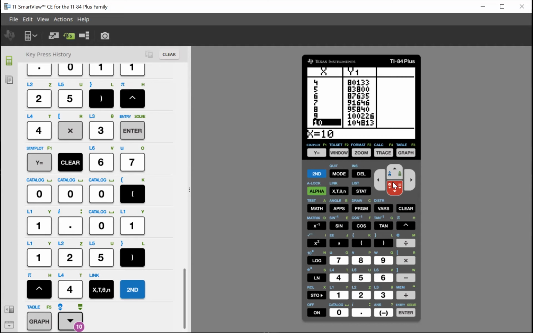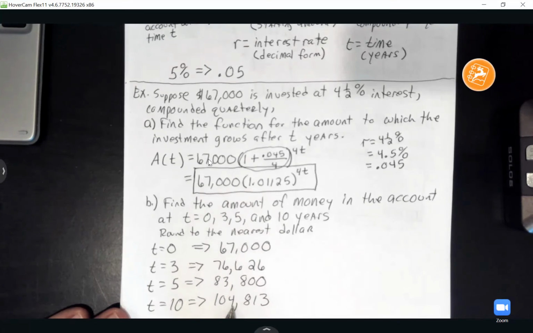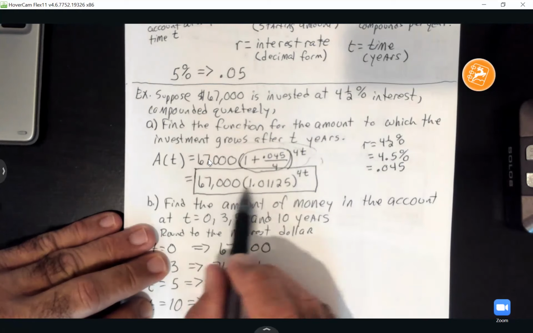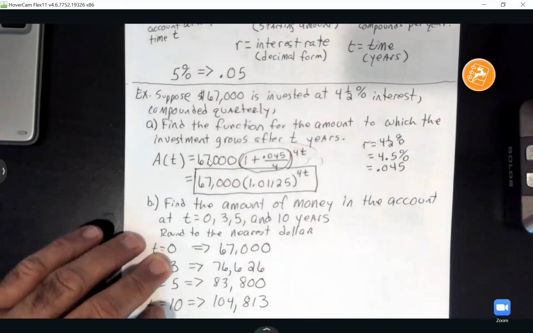All right, but notice it went up from 67,000. After 3 years, it was at 76. After 5 years, it's almost at 84,000. And at 10 years, it's at 104, almost 105,000. So it's almost doubled in just them 10 years, okay? So this stuff's not too bad. You just got to play with that formula. In the main part, it's just getting your stuff plugged into this part right, and then coming up with a formula that you can put in your calculator.